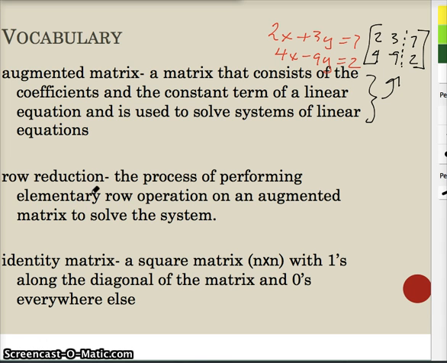The next thing that we need to talk about is row reduction. It's a process of performing elementary row operations on an augmented matrix to solve the system. Basically, these are going to be the rules that we're going to use to manipulate the matrix in order for us to come up with a solution.